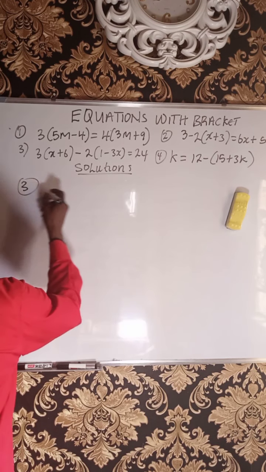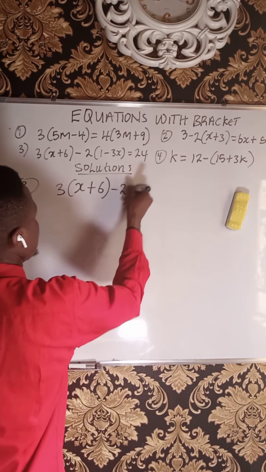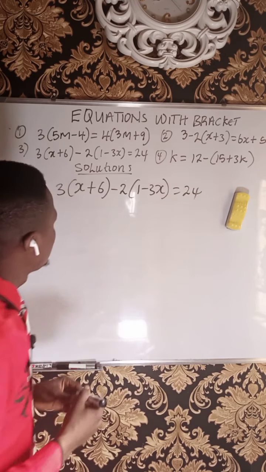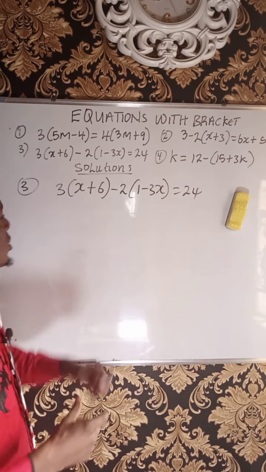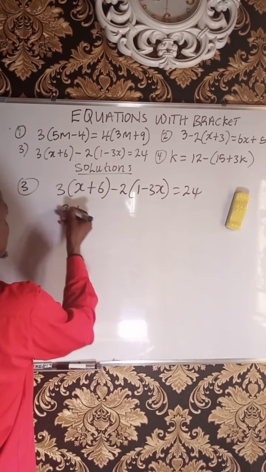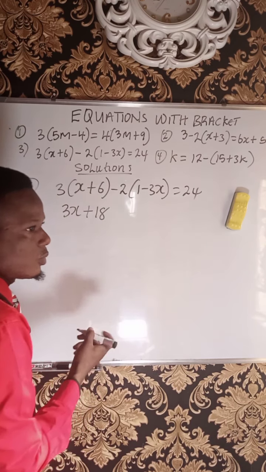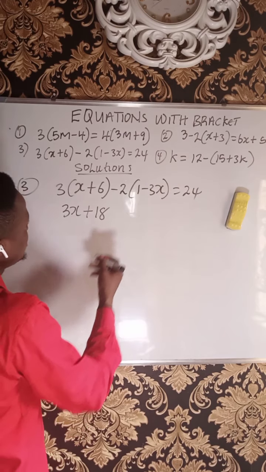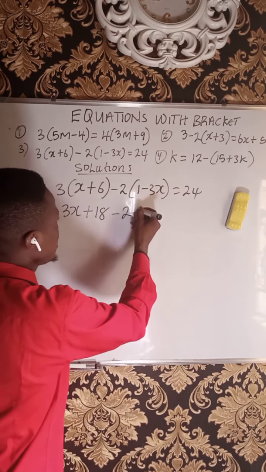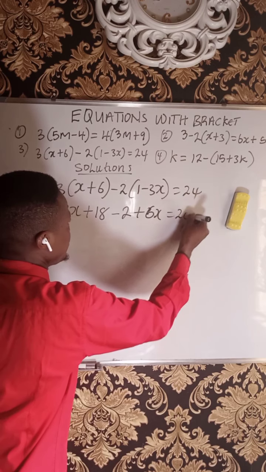In the third question, we have 3 into x plus 6 minus 2 into 1 minus 3x equals 24. So as usual, we use the numbers close to the bracket to multiply it. So we have 3 times x is 3x, 3 times 6 is 18. This is negative 2, not just 2. So we use negative 2 to open the bracket. We shall have minus 2 times 1 is minus 2. Minus 2 times minus 3x is plus 6x equals 24.